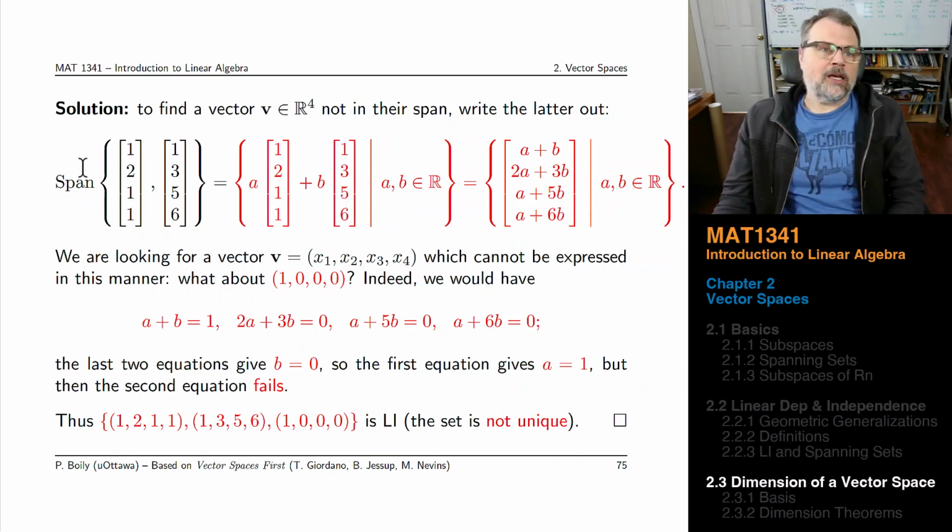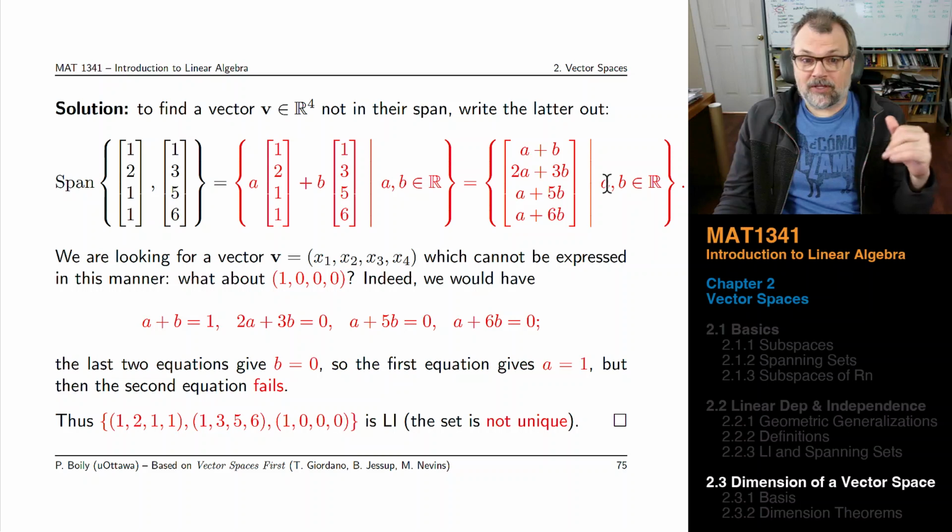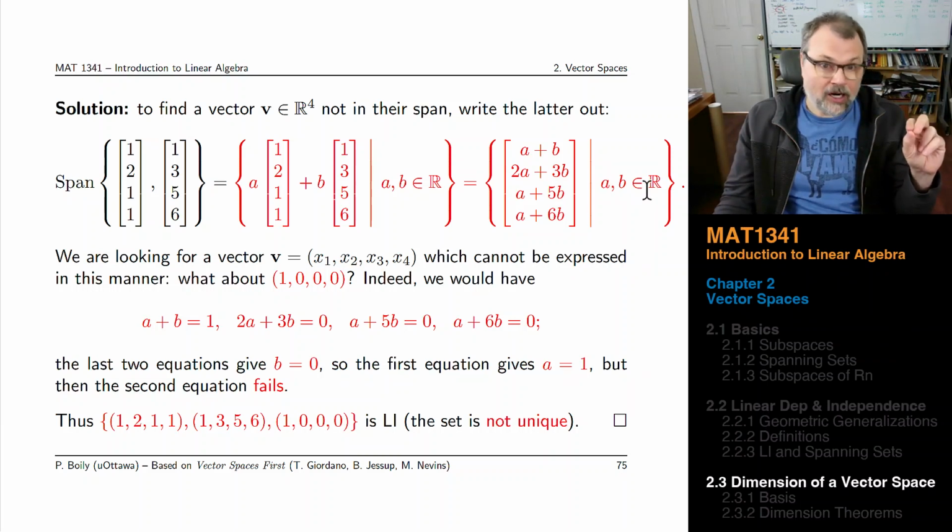So I get that anything in the span of these two vectors is going to look like a vector whose first constituent is a plus b, the second constituent is 2a plus 3b, the third one is a plus 5b, and the fourth one is a plus 6b, for any specific a and b in R. The thing is, once you've picked a and b in R, you have to use the same value for all the a's throughout, and the value of b for all the b's throughout. For instance, you could pick a equal to 0 and b equal to 0, and then you get 0 plus 0, twice 0 plus 3 times 0, 0 plus 5 times 0, and 0 plus 6 times 0.